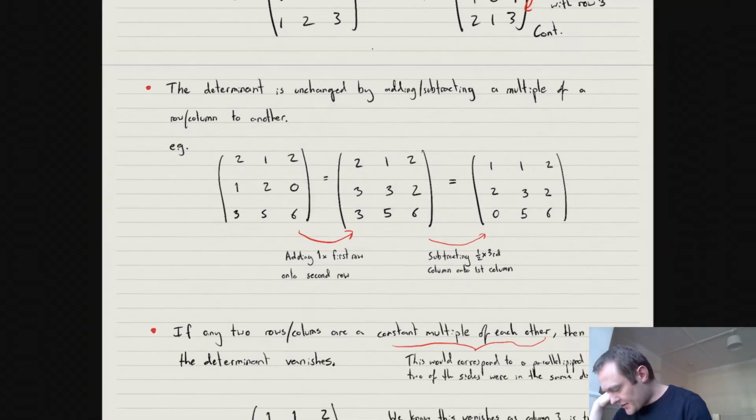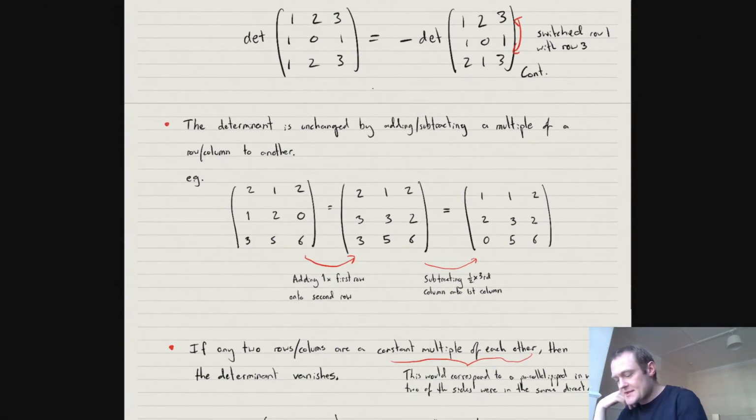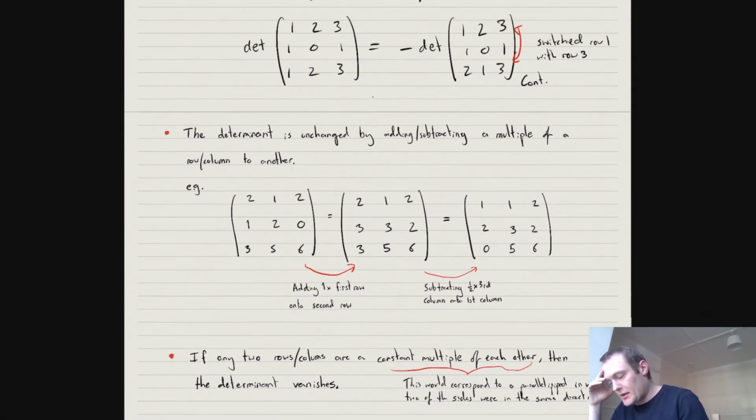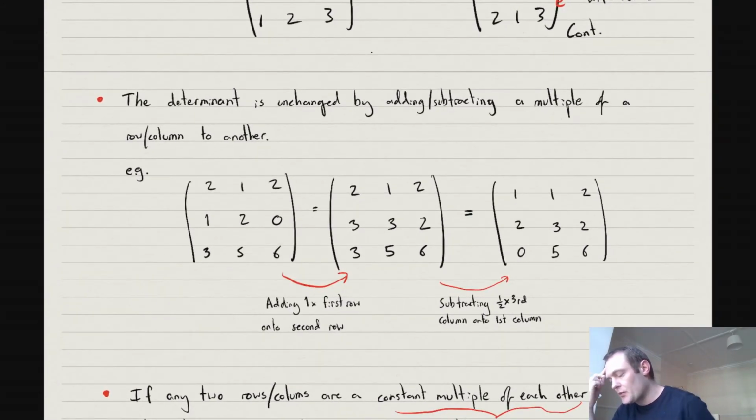Okay, so there's only a couple left. This is a pretty useful one, and you can get questions where you can use this to help simplify down very large determinants. This property says that the determinant is unchanged by adding or subtracting a multiple of any row or column to another. So we can take any row or column and add it on, or any multiple of it on, to another row or column, and that shouldn't change the determinant.